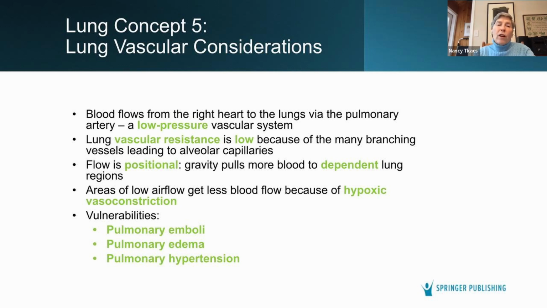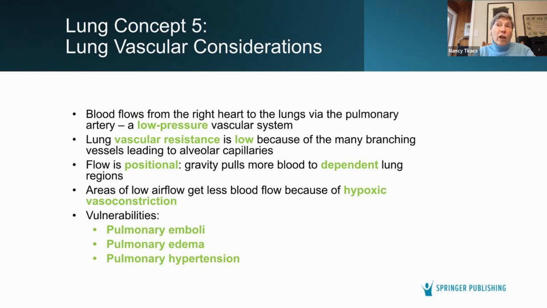Lung blood flow, however, is positional because it's much more strongly influenced by gravity, and gravity will pull more blood flow to the dependent lung regions. So in the upright position, the bases of the lungs get more blood flow than the apices. So there's a slight mismatch between ventilation and perfusion from top to bottom of the lung, but overall, there is a good enough match to get excellent ventilation under normal healthy conditions.